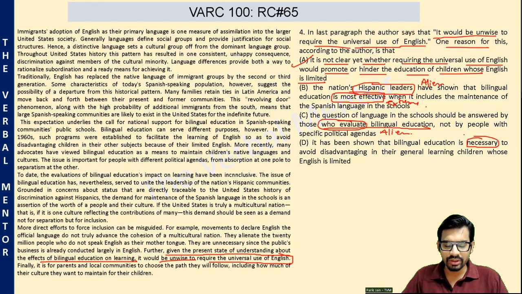Well, a good answer choice. The only problem is the word necessary is extreme. It could be helpful, but is it necessary? We don't know that from the passage. The passage does not say that bilingual education is necessary. It should be promoted. It should benefit students. It will also benefit the Spanish communities. But is it necessary to avoid disadvantaging the learning of children? We don't know that. Therefore, option D is alien or extreme. As simple as that.